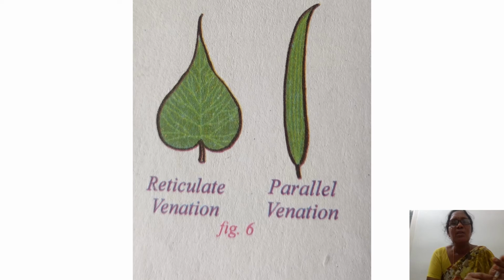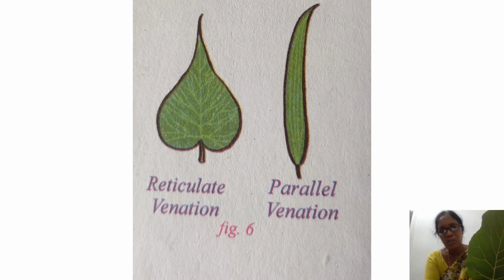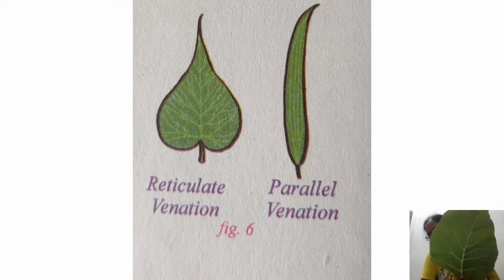Look here. Reticulate venation. Now you observed in this leaf, no? What is reticulate venation? Look at the picture. And look at the next picture. This is reticulate venation. Look at the midvein. Look at the lateral veins. Lateral veins చూడండి. ఇవి ఎలా పోతున్నాయో.